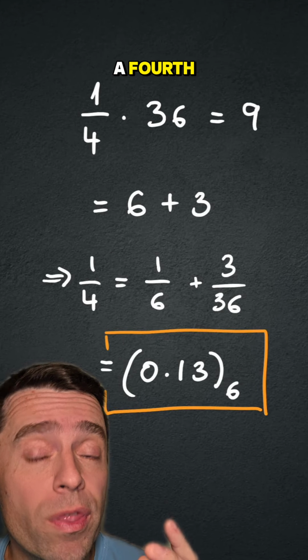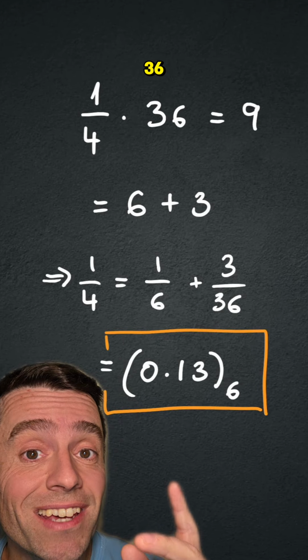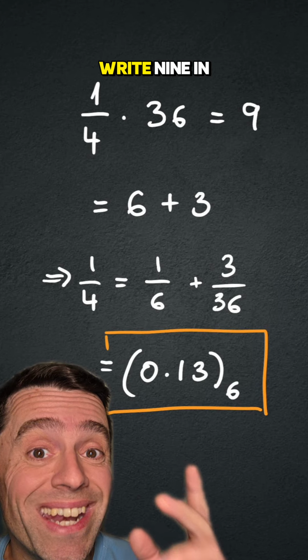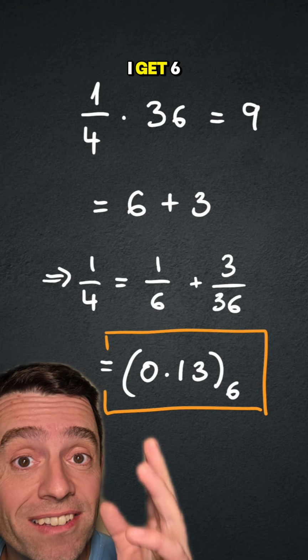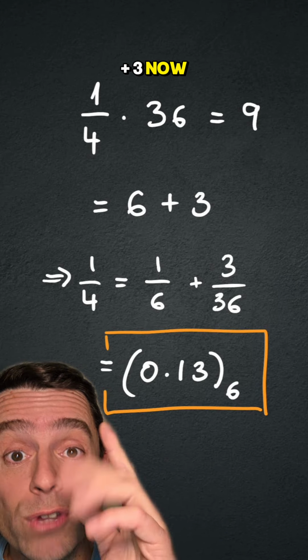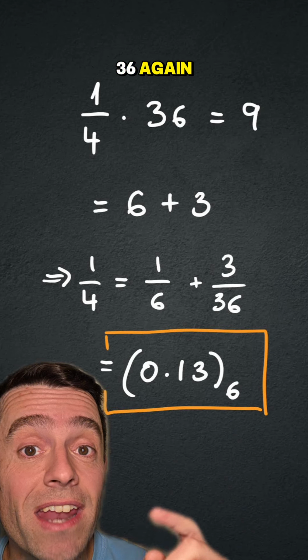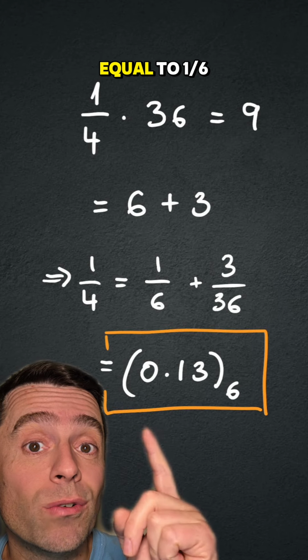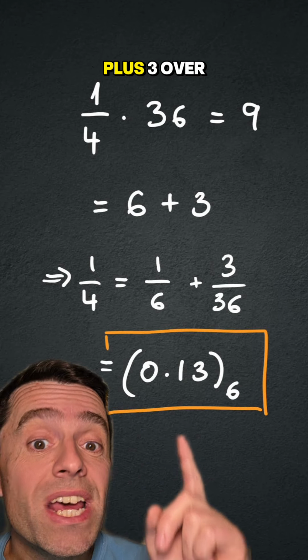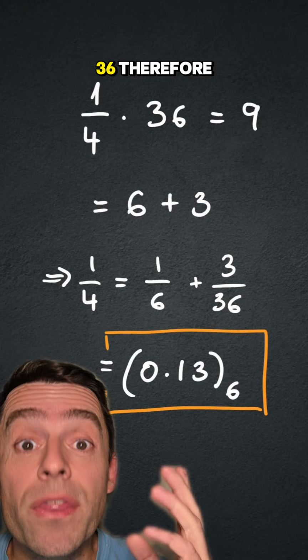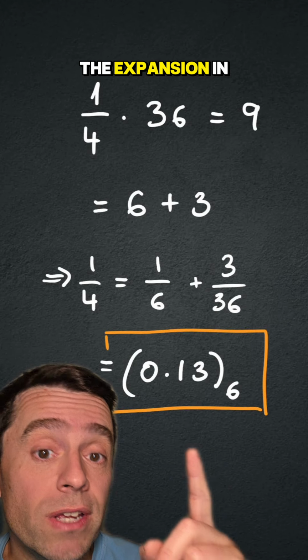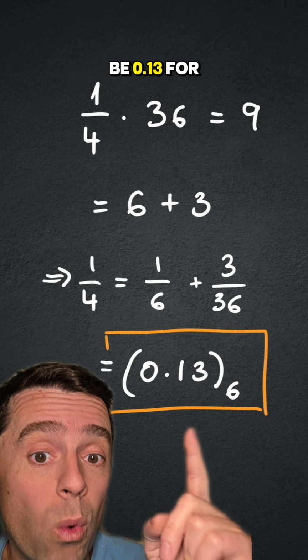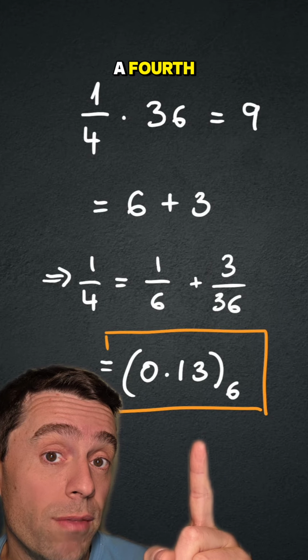Now, what about a fourth? If I multiply a fourth by 36, I get 9. And if I write 9 in base 6, I get 6 plus 3. Now divide through by 36 again, and what I get is that a fourth is equal to 1/6 plus 3 over 36. Therefore, the expansion in base 6 will be 0.13 for a fourth.